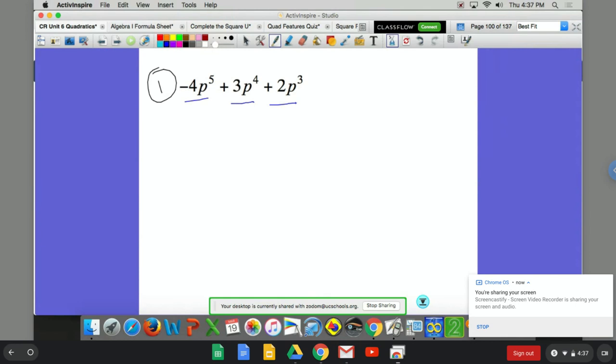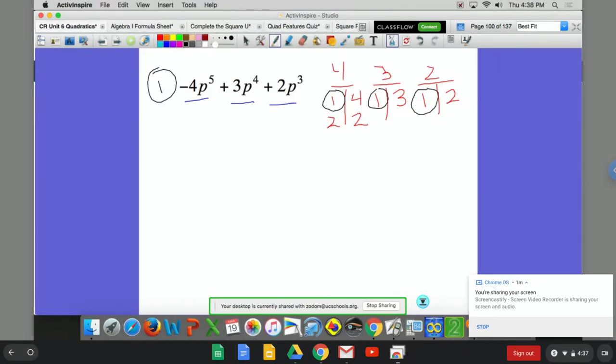Now, first thing we're going to do every single time is figure out our numbers, or our coefficients. So we have 4, 3, and 2. So we're going to create ourselves a tree. So we have 4, we have 1 and 4, 2 and 2. For 3, we have 1 and 3, and for 2, we have 1 and 2. So if we're trying to find the greatest common factor, the only factor they have in common is going to be the 1.